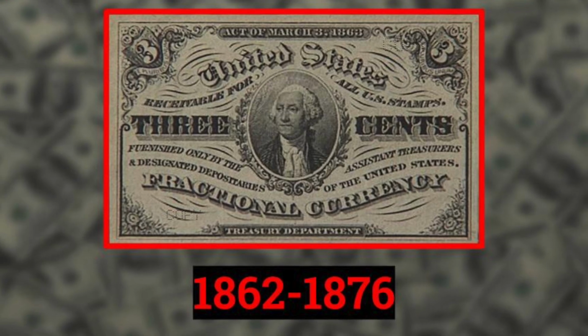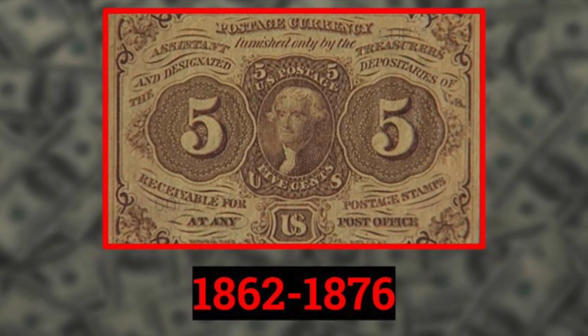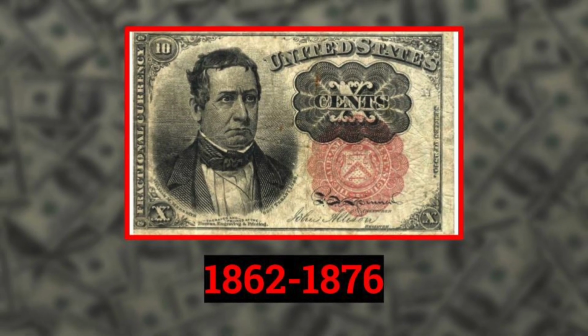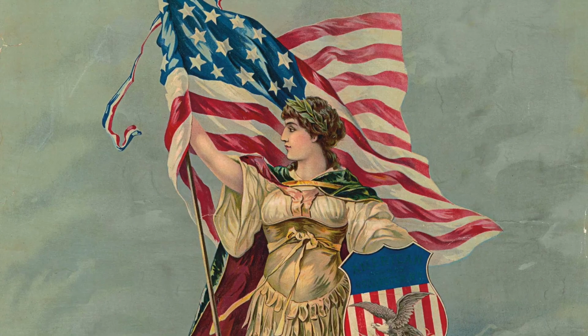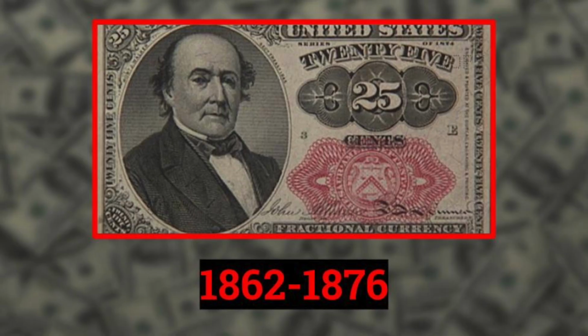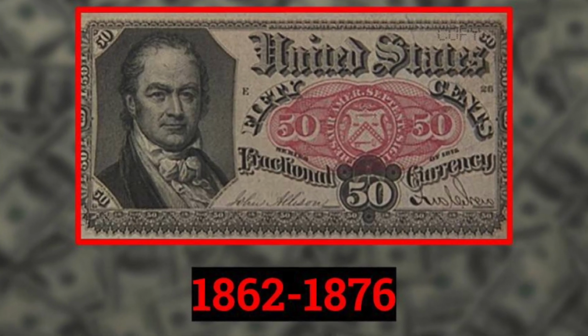These were the 3-cent note featuring 1st President George Washington, the 5-cent note featuring 3rd President Thomas Jefferson, the 10-cent note featuring the Secretary of the Treasury William Meredith, the 15-cent note featuring Columbia, who's a female personification of the United States kind of like Uncle Sam, the 25-cent note featuring Secretary of the Treasury Robert Walker, and finally the 50-cent note featuring Secretary of the Treasury William Crawford.